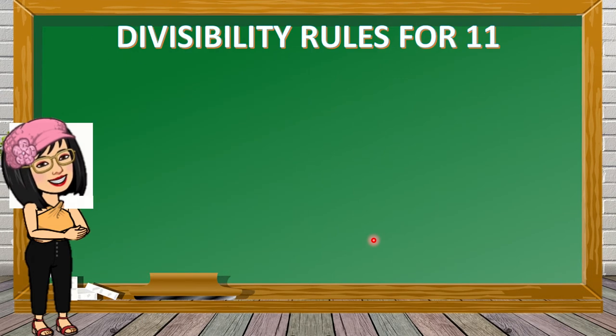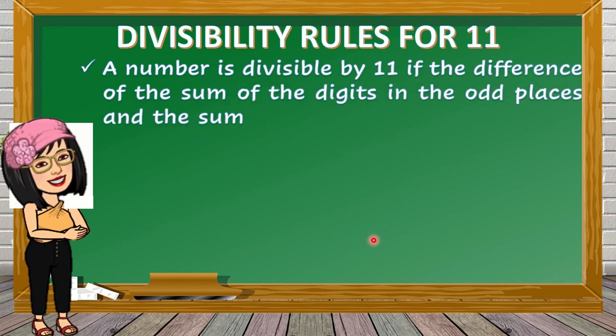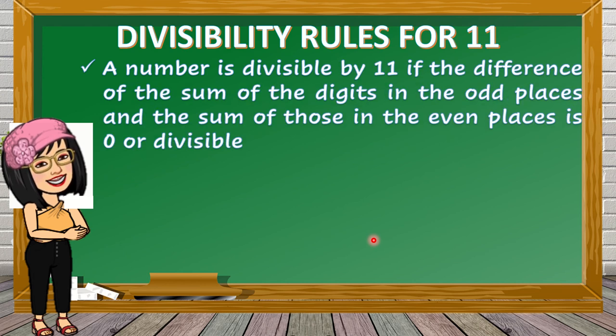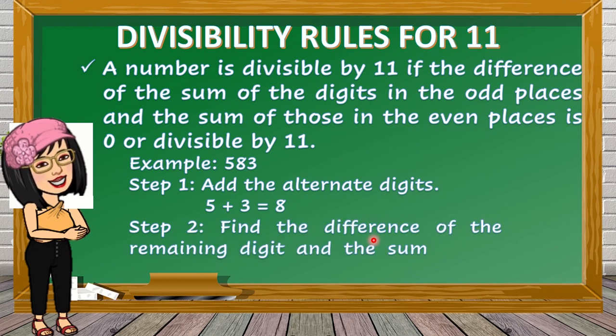Welcome to the divisibility rule for 11. A number is divisible by 11 if the difference of the sum of the digits in the odd places and the sum of those in the even places is 0 or divisible by 11. Example, 583. I-expound na lang natin sa isang example.